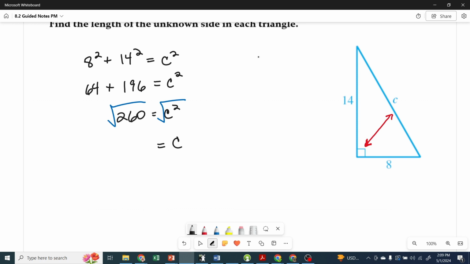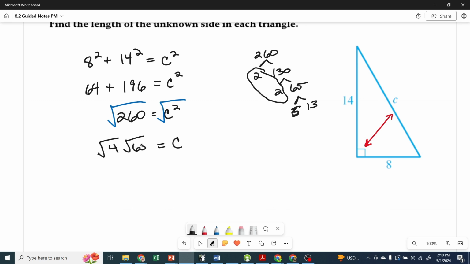260, we can go ahead and factor this out. 260 is 2 times 130, which is 2 times 65, which is 5 times 13. So we've got a pair here that we can work with. This would be the square root of 4 times the square root of 65, or 2 square root of 65 is equal to C, and that would be your final answer.